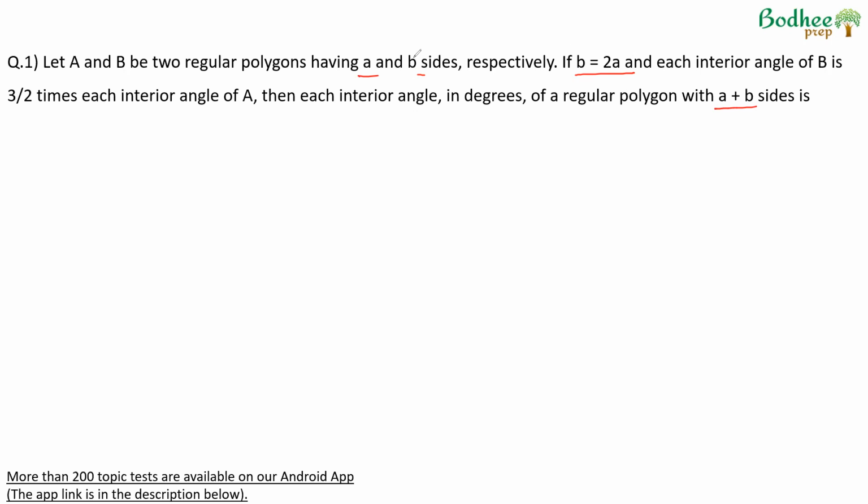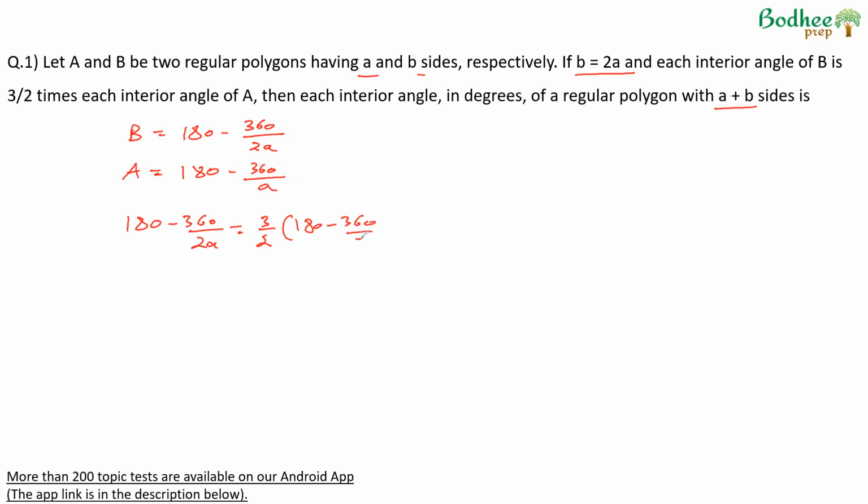Now, if B is equal to 2A is given, each interior angle of B will be of measure 180 minus 360 upon B, number of sides, which is 2A. Each interior angle of polygon A will be 180 minus 360 upon A. It is given that each interior angle of B is 3/2 times. Therefore, we write the equation 180 minus 360 upon 2A is 3/2 times of 180 minus 360 upon A.